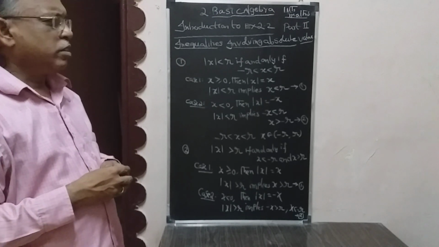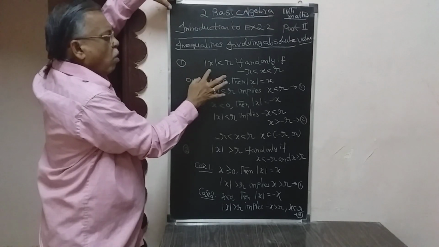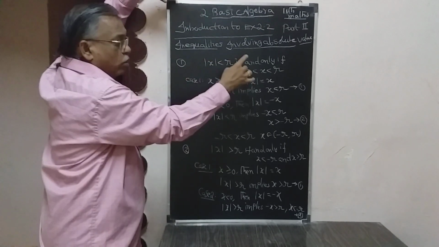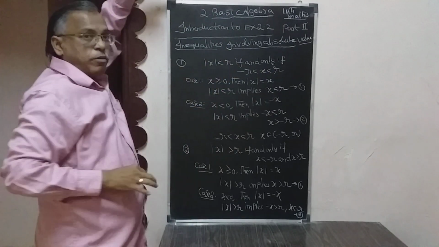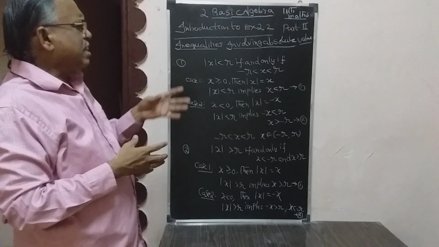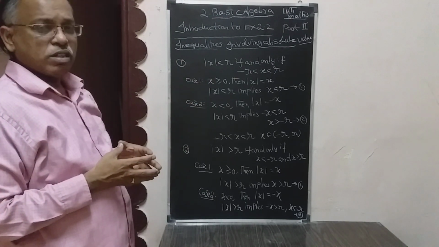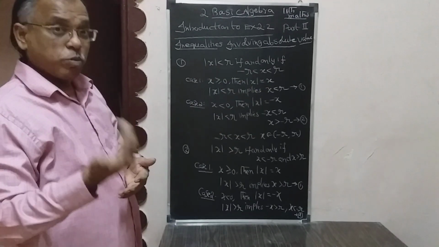Listen carefully. Very easy one, it's not difficult at all. See, first one, mod x less than r, if and only if x lies between minus r and plus r. You see, basically it is true only, no? Because mod x definition is minus x, plus x. That's why minus r, plus r. But we have to prove it.